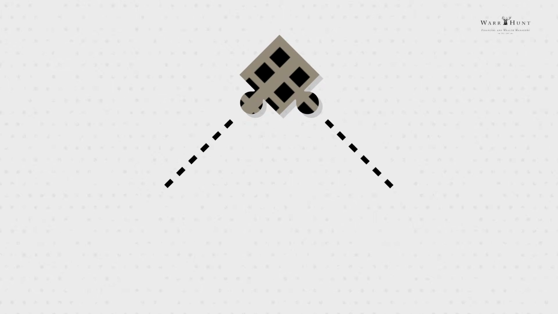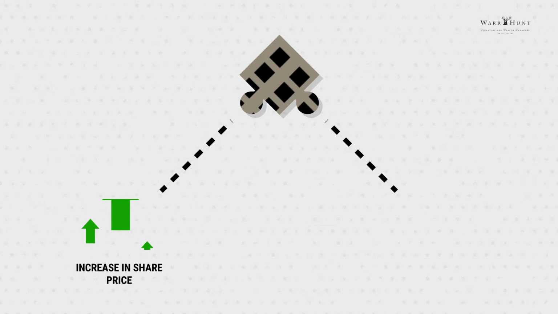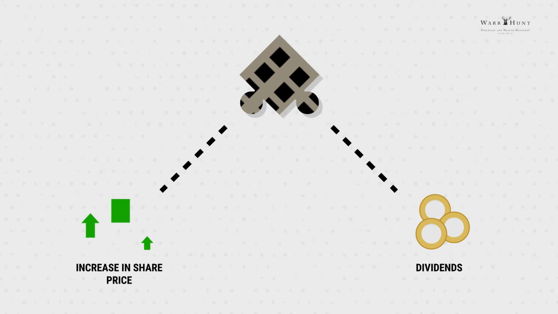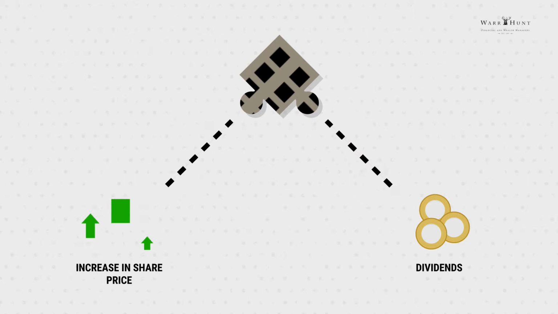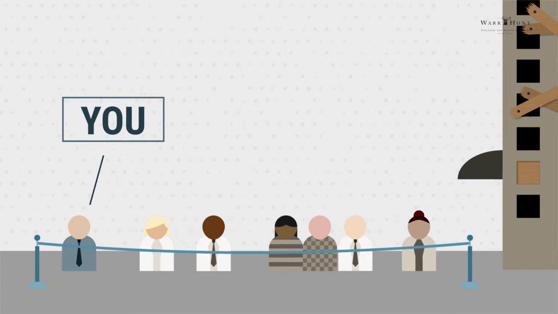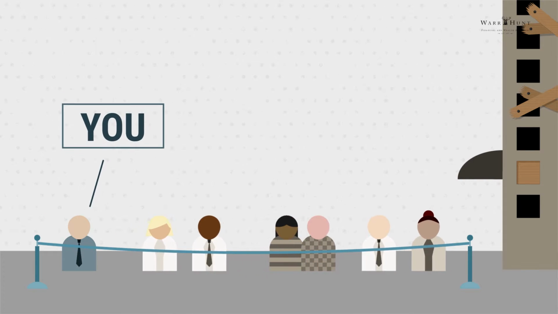Your returns come in two different forms. First, any increase in the share price on the one hand, and secondly, dividends, or your share of the profits of the business. If the firm goes bankrupt, as a share owner you are closer to the end of the line of creditors to be repaid.